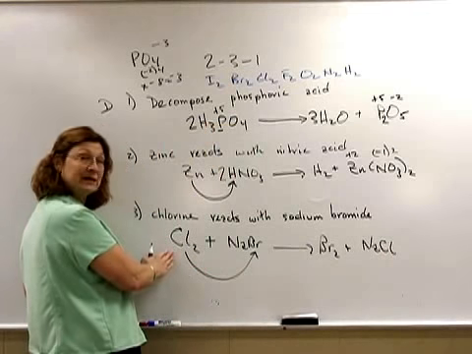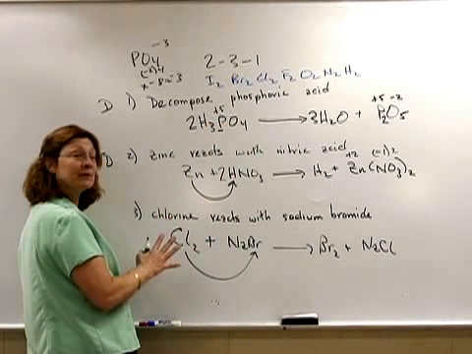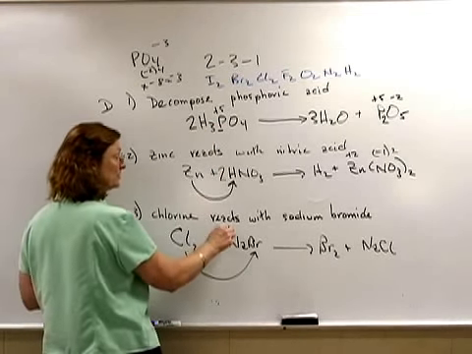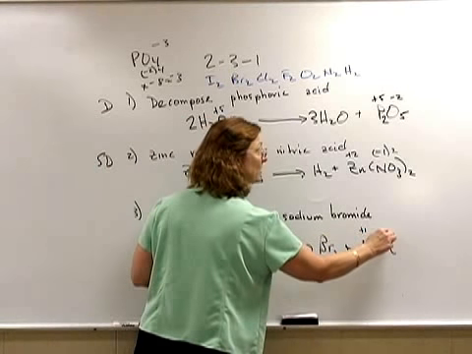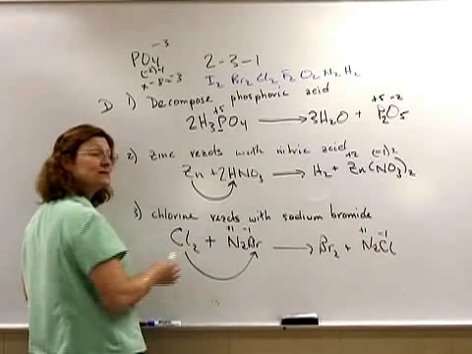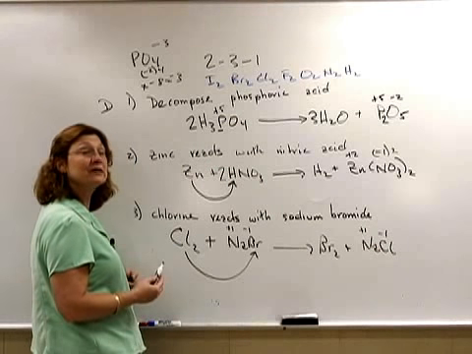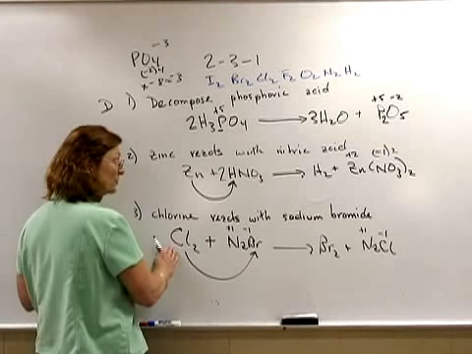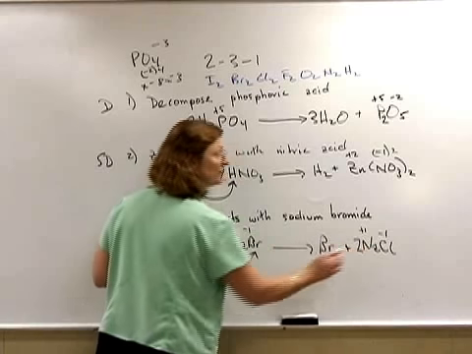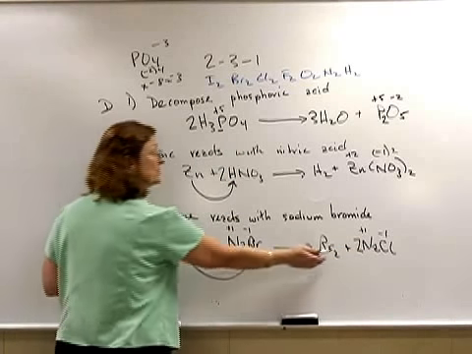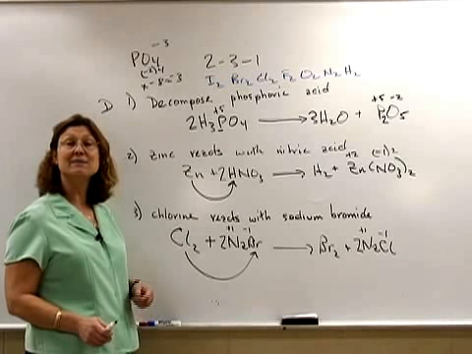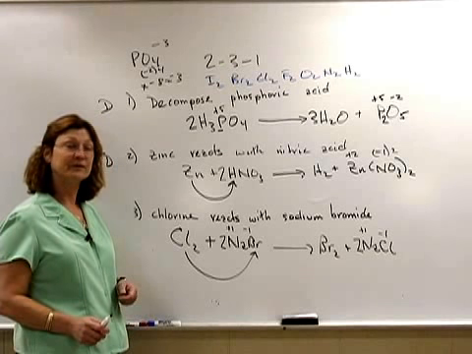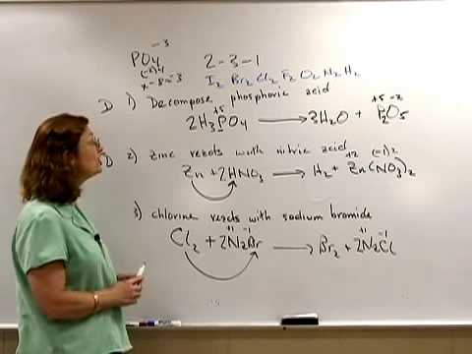I have 2 chlorines here. So once I get my correct formulas, sodium is +1, bromine -1, sodium +1, chlorine -1, then I must balance the number of atoms using coefficients. The 2 chlorines here require that I put a 2 in front there. The 2 bromines here require that I put a 2 in front here, as well as the 2 sodium atoms that are required. That's how you do the first 3.